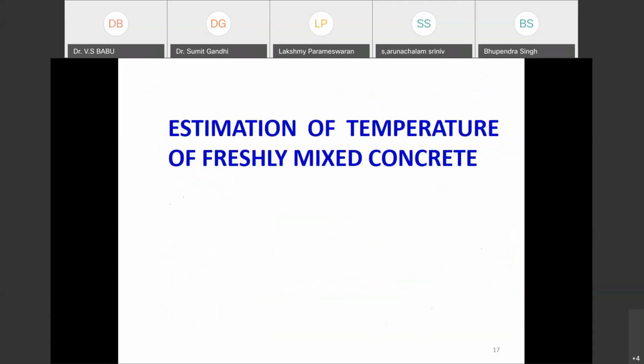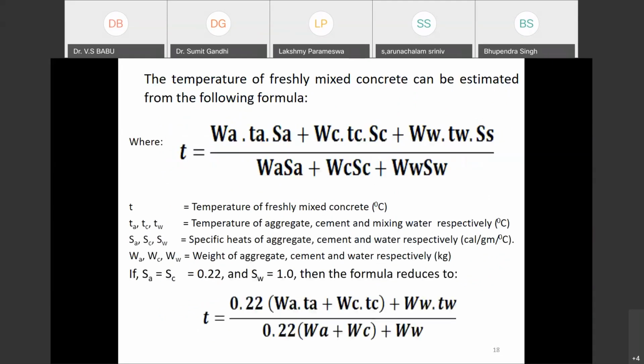Next, estimation of the temperature of the freshly mixed concrete. Suppose you want to mix up the concrete, then what is the temperature of the discharging fresh concrete? You can calculate it using the individual ingredients of the concrete. I would like to explain with a numerical example. The temperature of the freshly mixed concrete can be estimated using the given formula, where T is the temperature of the freshly mixed concrete, and TA, TC, TW are the temperatures of the various ingredients in degrees centigrade, S represents the specific heats of the ingredients and W represents the weights of the ingredients.